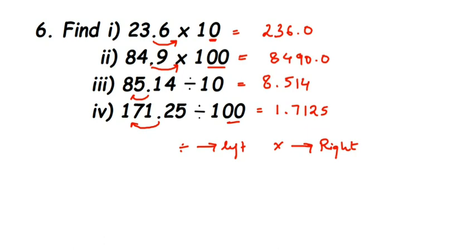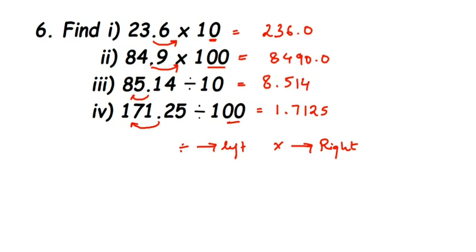Then this was the 6th question, now the 7th one. Here I have taken a question where you have a multiplication with both numbers being decimal numbers. So how to multiply them? Now it's very simple, it's like a normal multiplication. Only thing is you have to take care about the decimal point. So where to put the decimal point? So just let's start this.